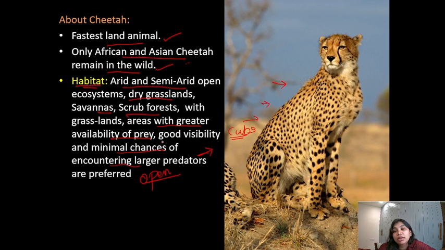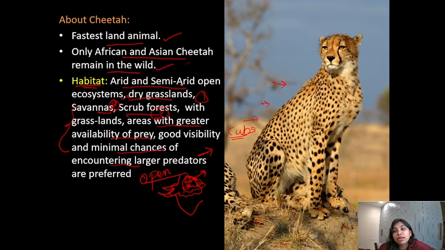Now tell me, where will we find these types of habitats in India? Dry grasslands and savanna, where we have open land. It is in Rajasthan, Gujarat, Madhya Pradesh. These are the areas where we find this type of ecosystem. The first thing you have to remember: dry grasslands, savanna grasslands, scrub forests, arid and semi-arid regions.